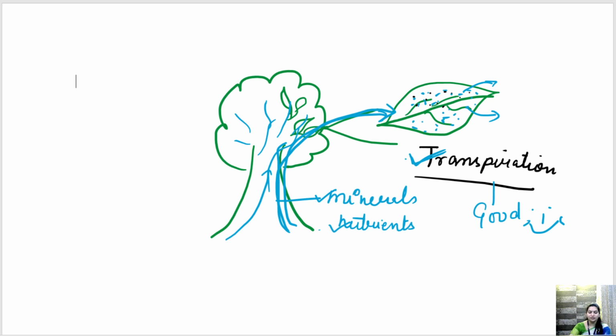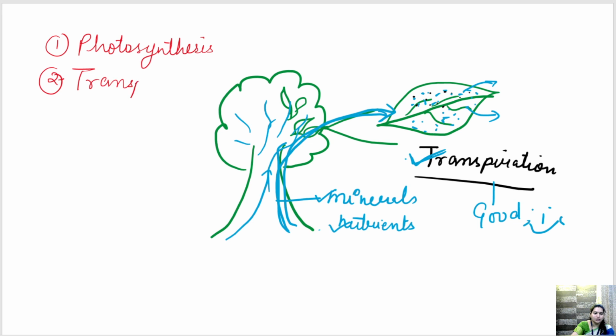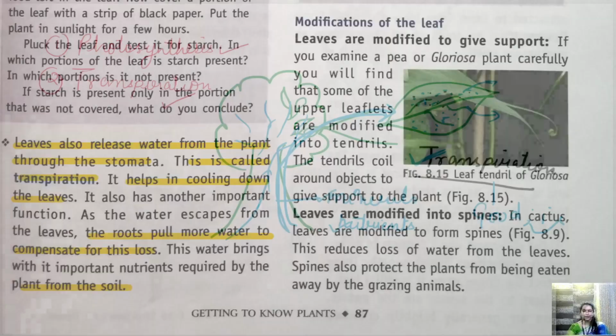What is the function of leaf? So what was the first function of leaf that we have talked about? So the first function of leaf was photosynthesis, isn't it? This was the first function of leaf. And second function of leaf was transpiration, isn't it? So photosynthesis is a process in which plant makes the food. In transpiration, the leaf releases water. Okay, so these are the two functions that we have talked about. Let's see few more functions and what are they.